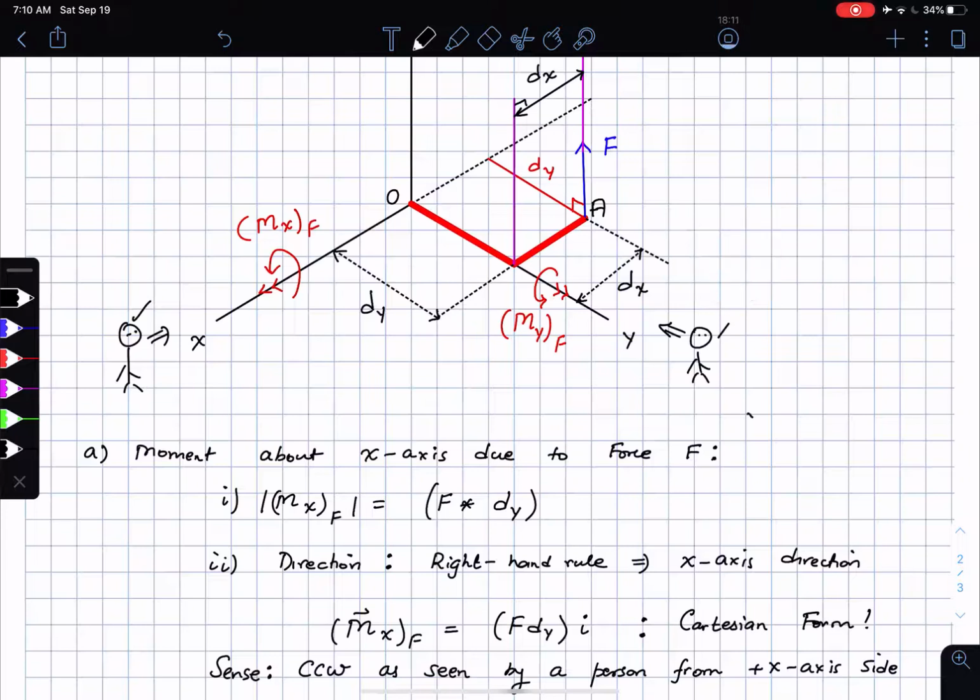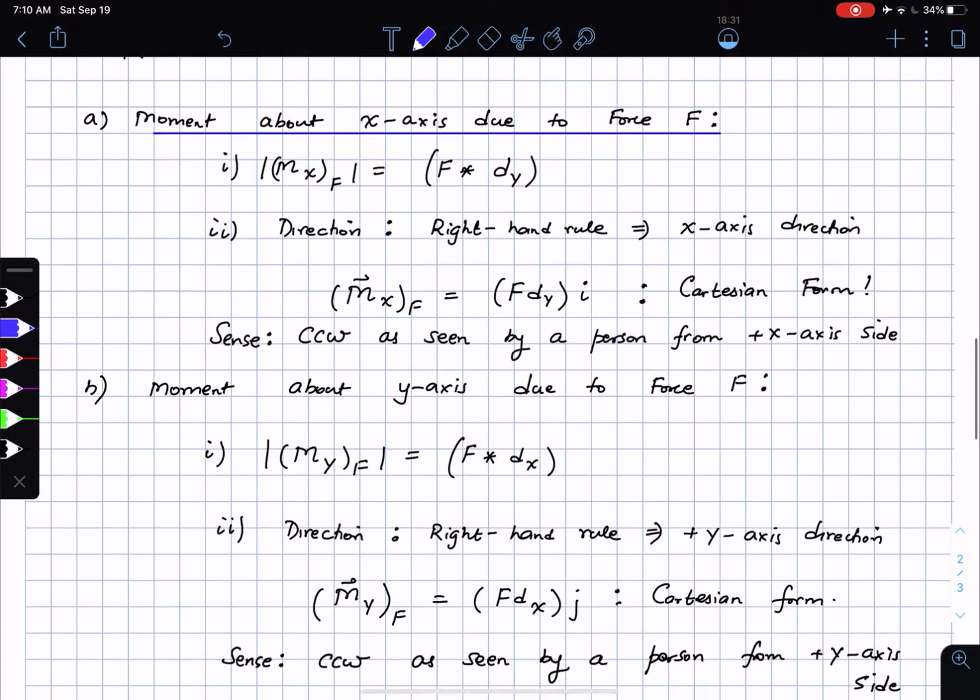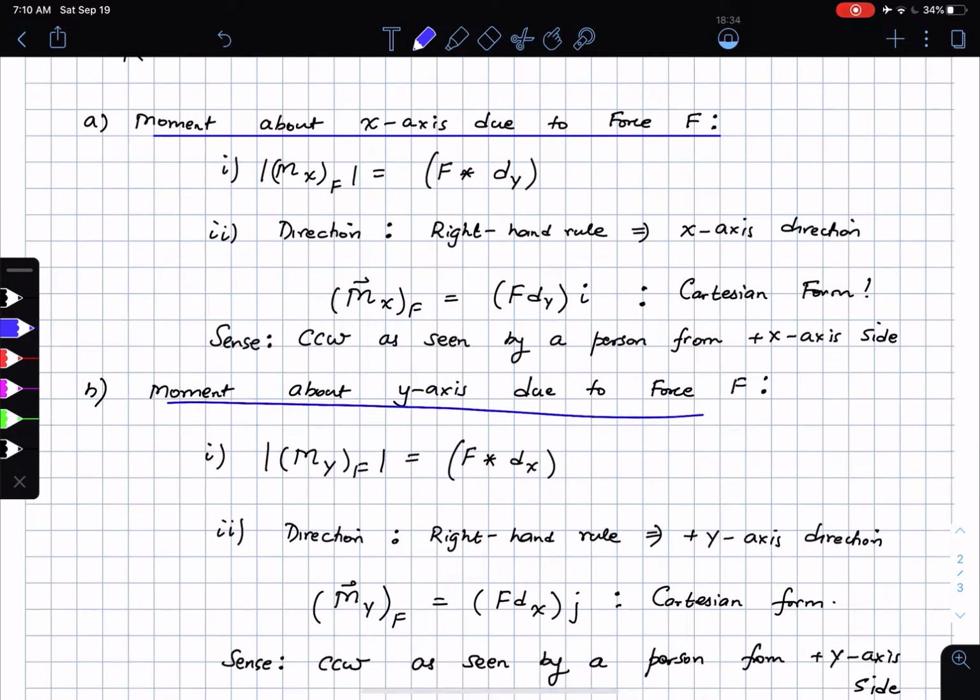So this is essentially the scalar approach. It's fairly straightforward. Just do force times perpendicular distance, you get the moment. What is the direction? The right hand rule. Combine everything together, write it as a vector. So these are the two things that we were supposed to do. Moments about the x-axis due to the force F, and then moments about the y-axis due to the force F.